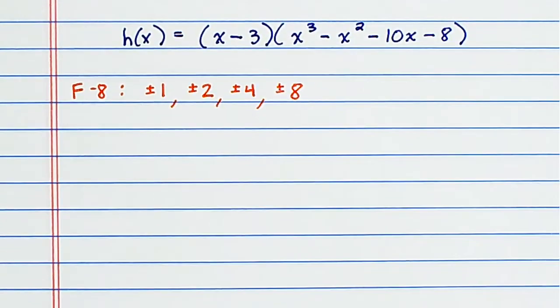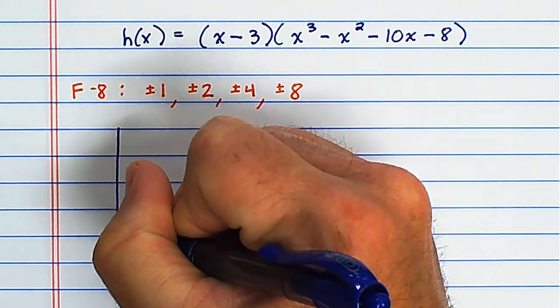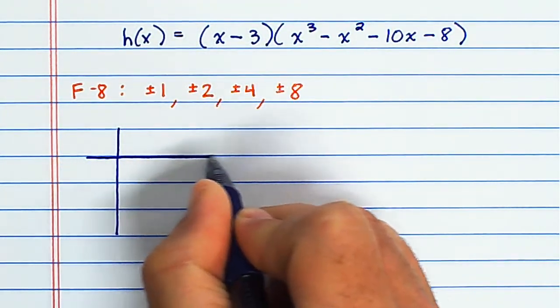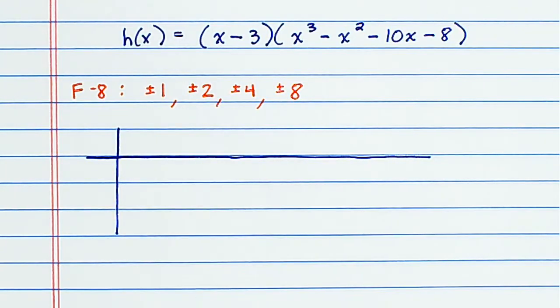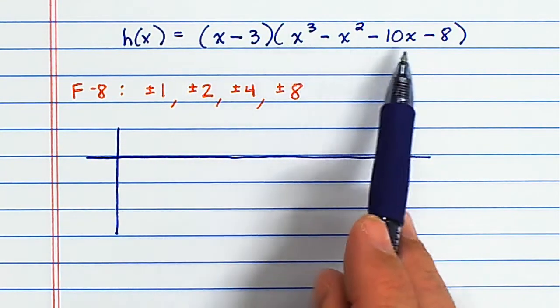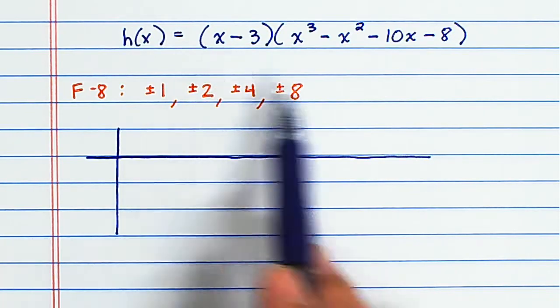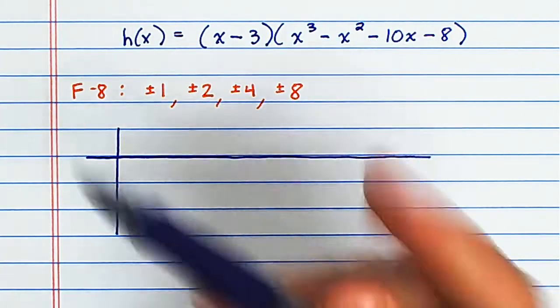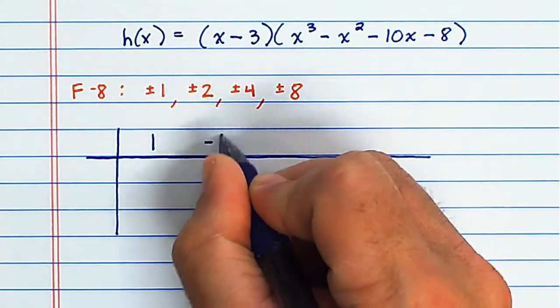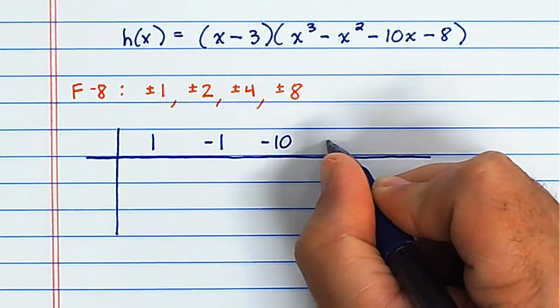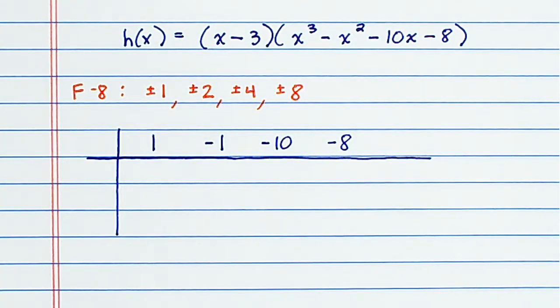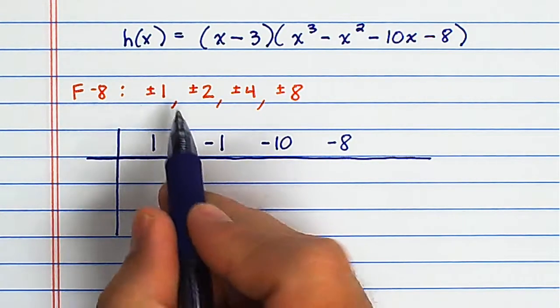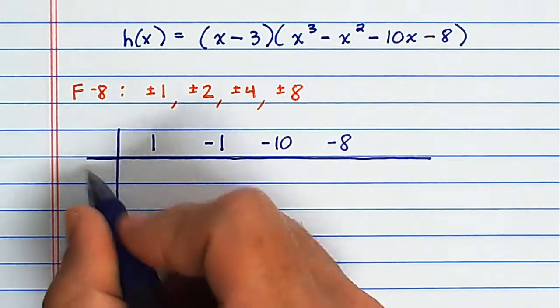So I'm going to scoot up to there. And I'm going to, again, make my little synthetic division table. But this time I'm using this polynomial because we already know x minus 3 is one of them. So this is a positive 1, a negative 1, a negative 10, and a negative 8. So positive 1, negative 1, negative 10, negative 8. And I'm going to start with my first factor, which is 1 right here.